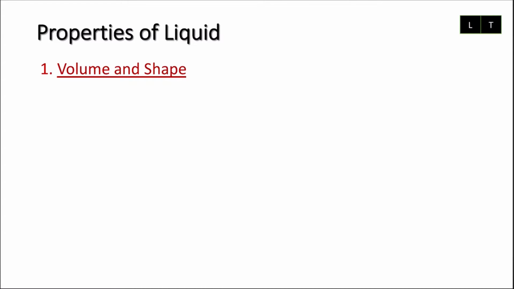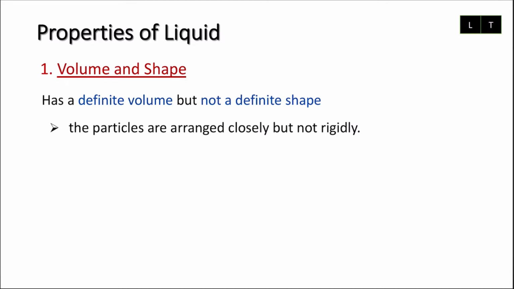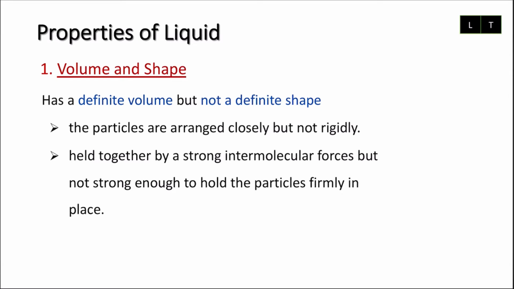We are going to discuss volume and shape first. Liquid has a definite volume but not a definite shape. This is where particles dalam liquid disusun rapat tapi tidaklah terlalu dekat antara satu sama lain. Apabila kita compare antara IMF between liquid and gas, liquid punya IMF lebih strong tapi ianya tidaklah terlalu kuat untuk hold the particles firmly in place. That is why akan ada beberapa particles of liquid able to move freely.